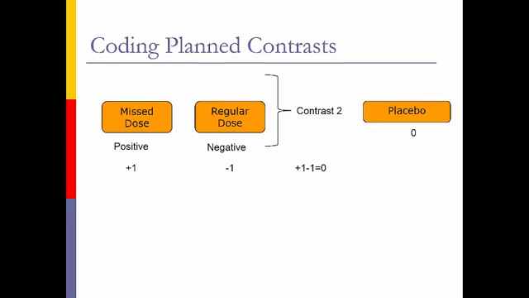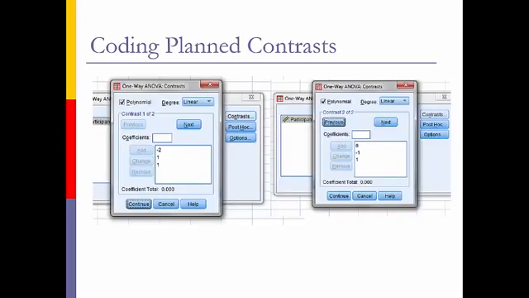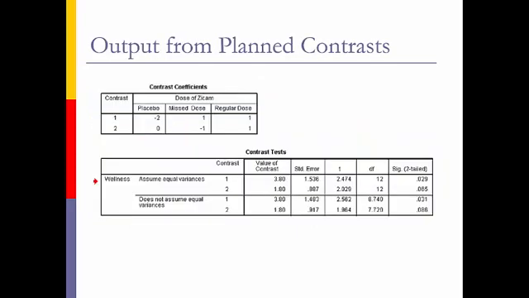And then because placebo is not being considered in the second contrast, it gets a weight of 0, and missed dose and regular dose, one's positive and one's negative. Does the positive versus the negative really matter? Not really. You just have to make sure that they're opposite of each other. I'm going to show you the ANOVA and the SPSS ANOVA video, but this will at least show you a little bit more how you do that contrast.